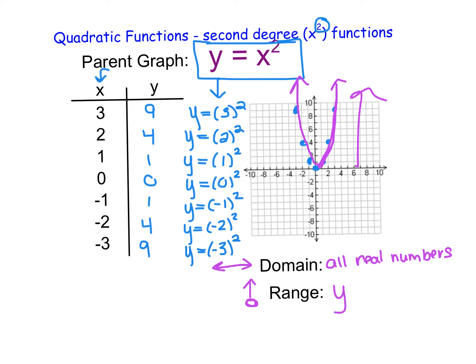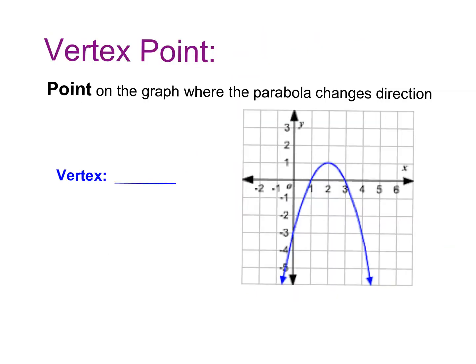So our range is y is greater than or equal to 0. So all of the graphs that we make today will have this same general shape. It will have this U shape. And you'll see that it's just basically going to be a transformed version of this parent graph. It might be moved around, it might be stretched up and down, but it's going to be just a transformed version of this. Now, every single quadratic function is going to have two key components.